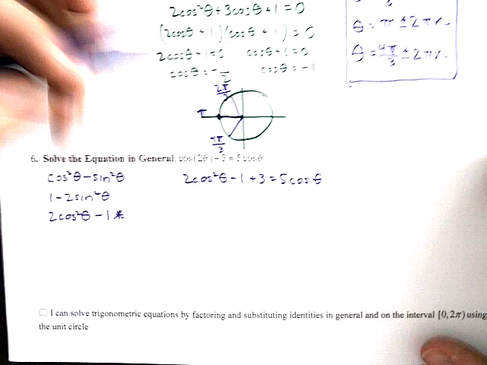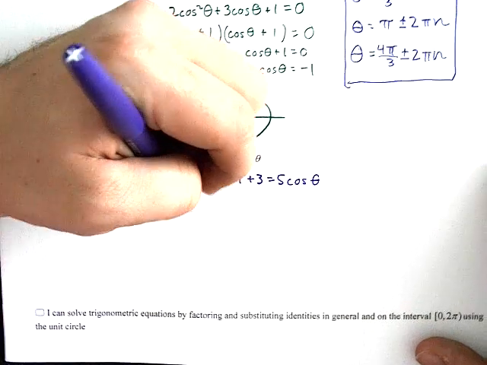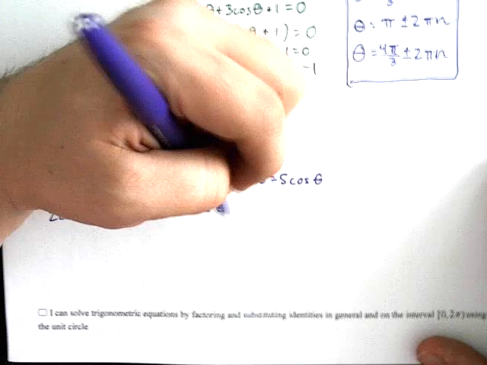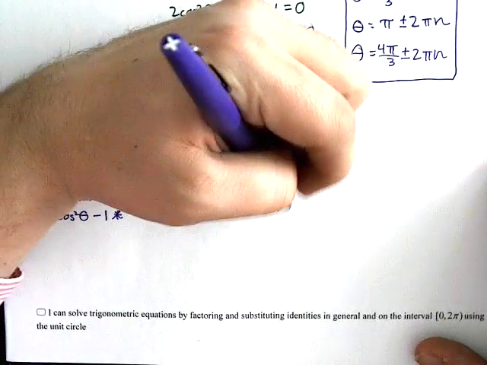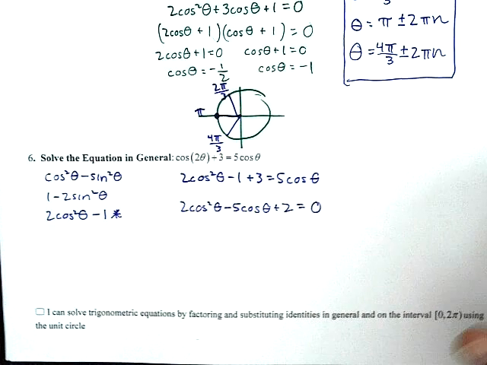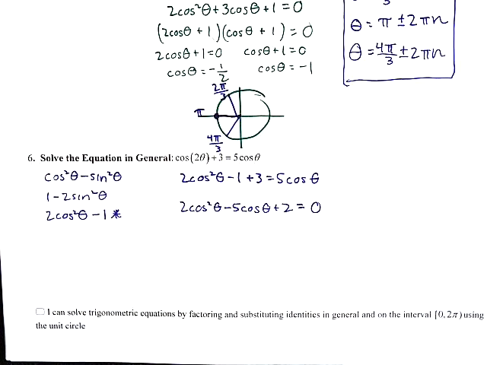All right, so we got to collect everything on one side. 2 cosine squared theta minus 5 cosine theta plus 2 equals 0. All I did was move that 5 cosine theta over.